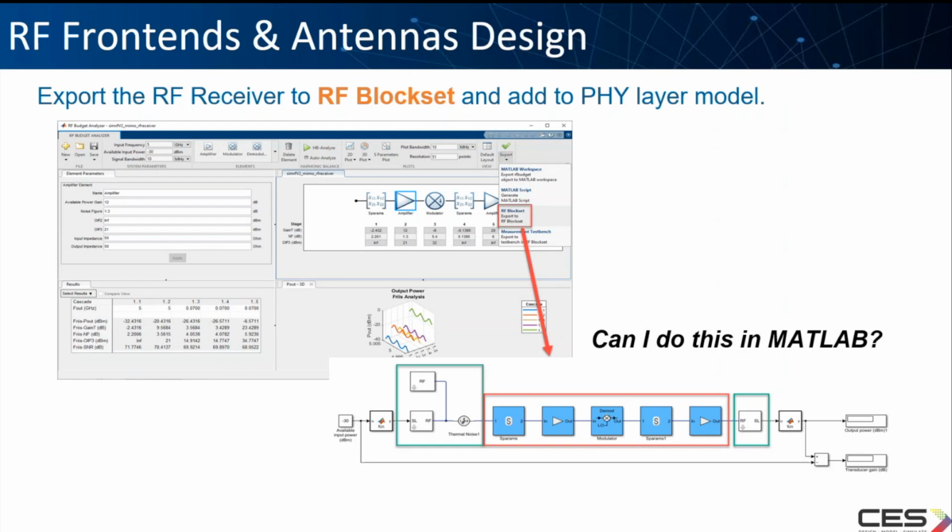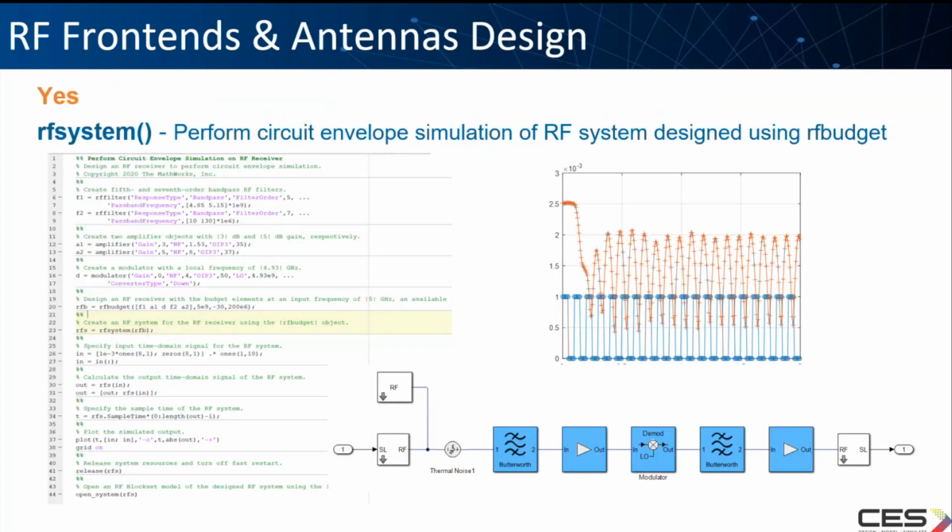The other question that many might ask is, can I do this in MATLAB? The answer is yes. In the latest release, MathWorks added an object called RF system that helps with performing circuit envelope simulation of RF systems in MATLAB. What you see here is the object, which requires performing the RF budget using the app and then passing it as an input argument. And this code is actually equivalent to this Simulink model.